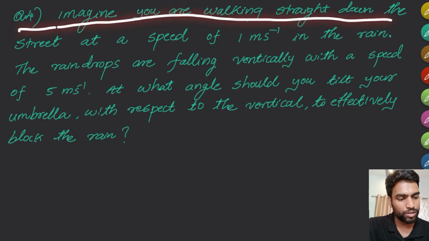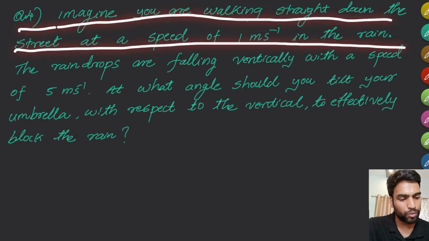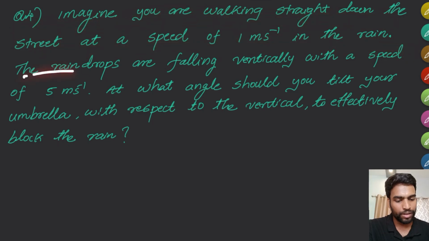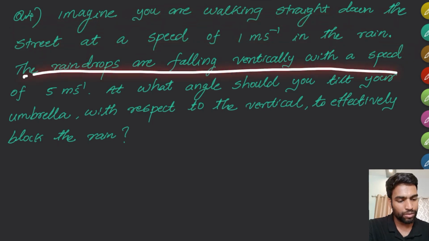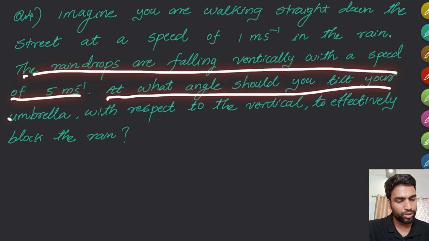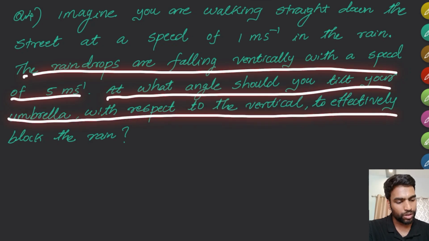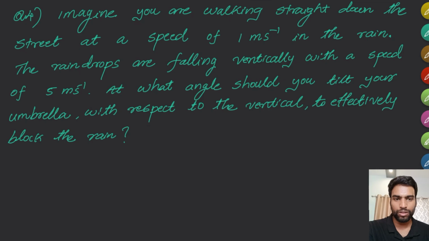Imagine you are walking straight down the street at a speed of 1 meter per second in the rain. The raindrops are falling vertically with a speed of 5 meter per second. At what angle should you tilt your umbrella with respect to the vertical to effectively block the rain? Good. Right. Now let's answer it.